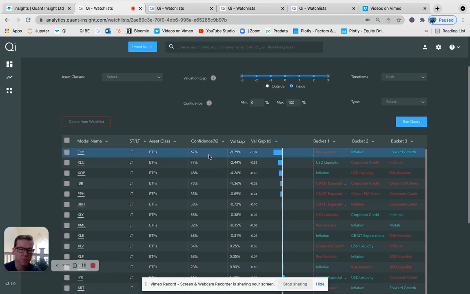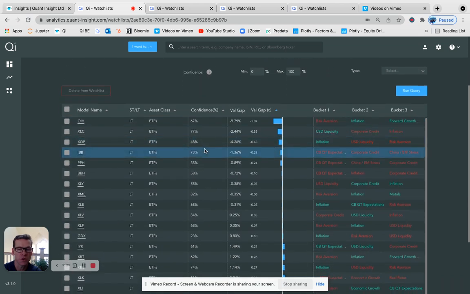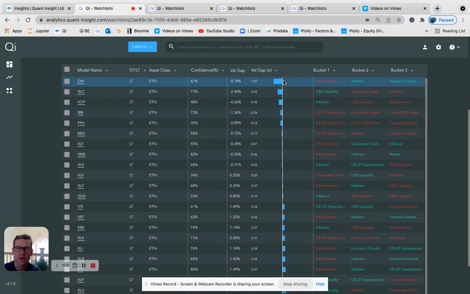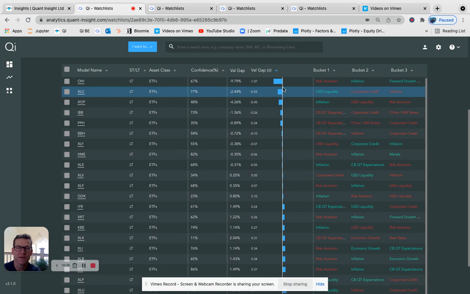Each time you can see model confidence. The higher the number, the better. A high number denotes that macro variables are doing a good job of explaining price action. And then here we see valuation. The white vertical line is macro warranted fair value. So you can see anything to the left is cheap to model, anything to the right is rich.